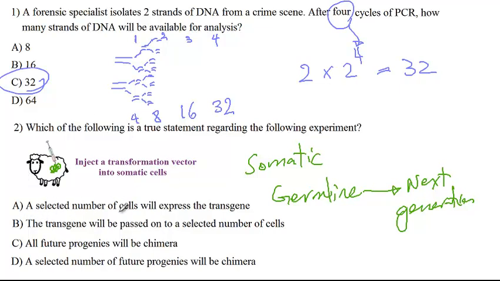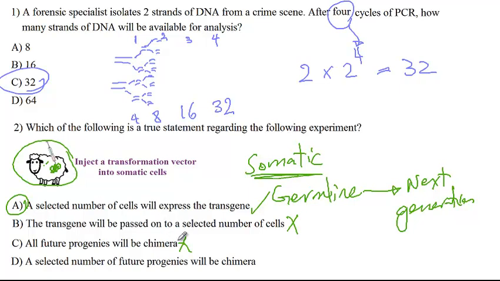A selected number of cells will express the transgene. Correct, a selected number of cells. The transgene will be passed to a selected number of cells. No, it's somatic cells. It will not be passed to the next generation. All future progenies will be chimera. No. Our current progeny, we can call it a chimera because it has 2 different genetics. So the original cells and the transformed cells are different. But the future generation, since the genes are not being passed on, are not going to be chimera. A selected number of progenies will be chimera. Again, that is incorrect. None of them will be chimera.